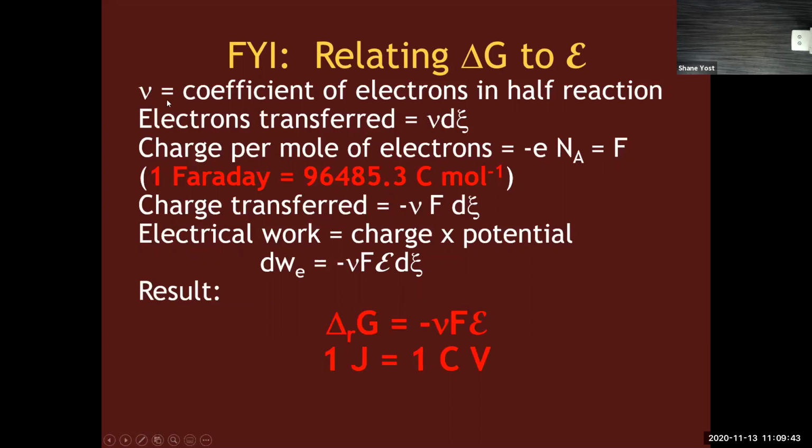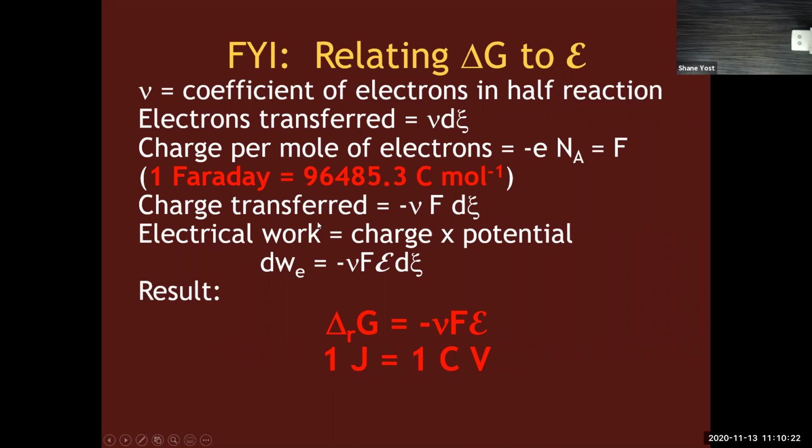And so, using the fact that V is the number of electrons that's transferred, for some number of moles being transferred, the total number of electrons transferred is just the extent of the reaction times the stoichiometric coefficient for the electrons, V. And then using the fact that Faraday's constant is the charge per mole, the total charge transfer is just the stoichiometric coefficient for the electrons times Faraday's constant times the extent of the reaction. There's a minus sign here for the fact that the charge of the electrons is negative.